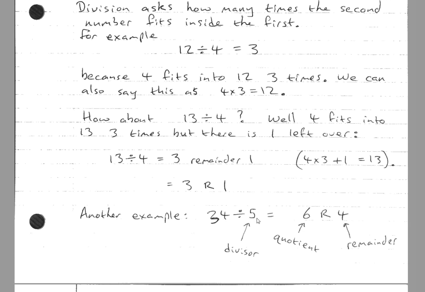Okay, so 34 divided by 5. One way to write the answer is that's equal to 6, remainder 4. We have some jargon here. So that's 6. That's called the quotient. So the quotient is how many times it fits. The remainder is what's left over. The remainder was 4 here. Also, the number you're dividing by is called the divisor. And the number that gets divided is also called the dividend.